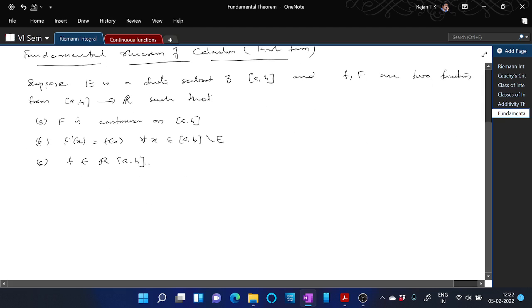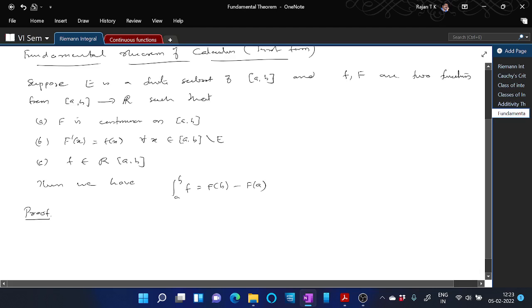Then we have the integral a to b of f is equal to F of b minus F of a. So this is the technique of finding the definite integral a to b of f in terms of the capital F, its primitive or antiderivative. So the fundamental theorem of calculus states that if E is a finite subset of the closed interval AB and f, capital F are two functions from AB to R such that capital F is continuous on AB and F dash of x is equal to small f of x for all x in AB minus E and f belongs to R[a,b], then the integral a to b of f is equal to F of b minus F of a. Let us try to prove this.